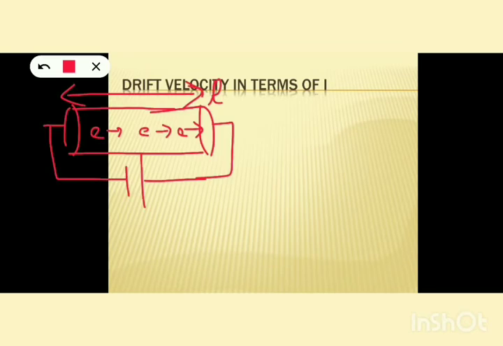Next, we want to find drift velocity in terms of current I. For that, again consider the same conductor of length L. Let A be the area of cross section of the conductor, and this conductor is connected to a battery. Under the influence of this battery, or this electric field, electrons move towards the positive plate. Electrons will experience a drift velocity, and let small n be the number density, that means the number of electrons per unit volume of this conductor.